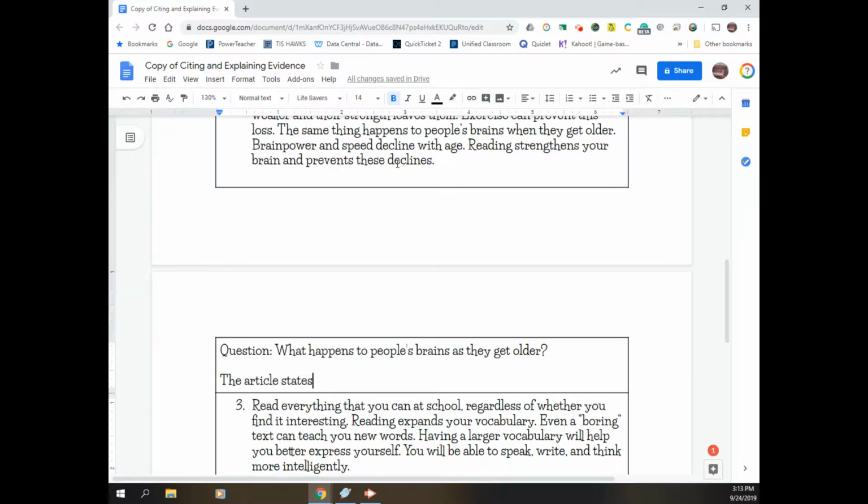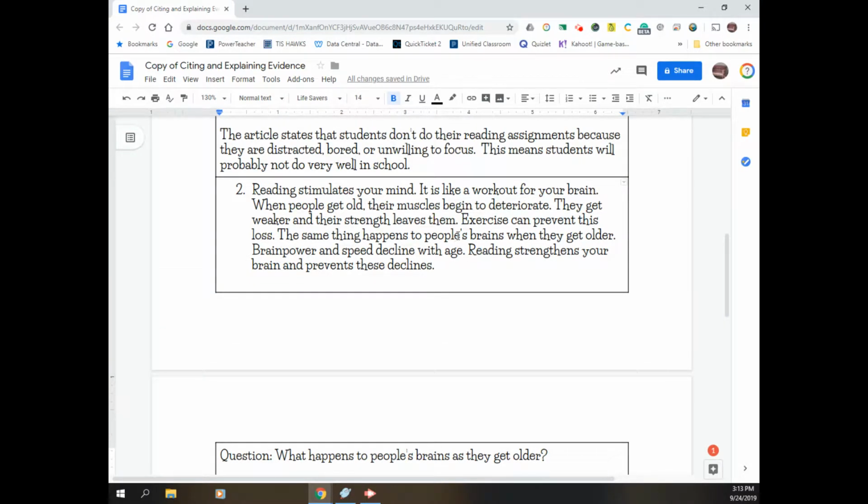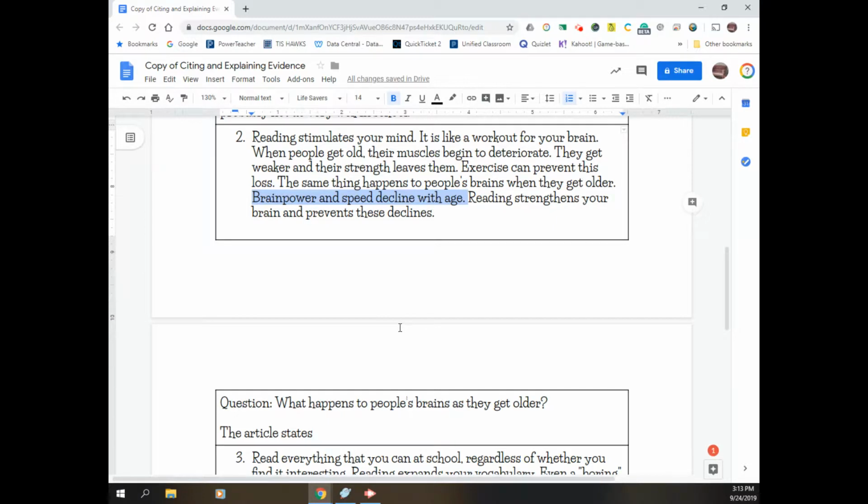Now we have to cite evidence. What happens to people's brains as they get older? What does it talk about that? When people get old, their muscles begin to deteriorate. They get weaker. Exercise can prevent this loss. The same thing happens to brains when they get older. Oh, brain power and speed decline with age. The question again is, what happens to people's brains as they get older? Their brain power and their speed of thought declines, means it weakens with age.